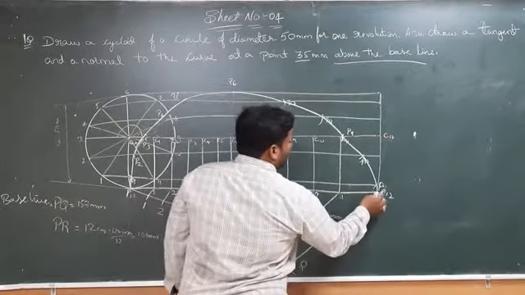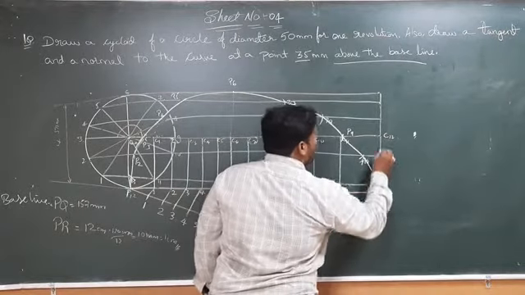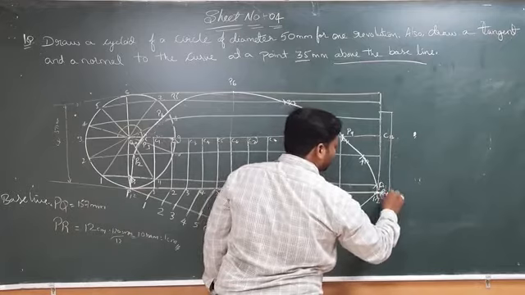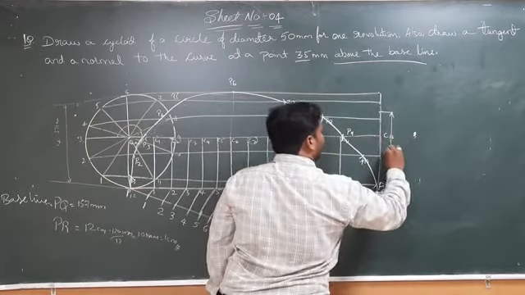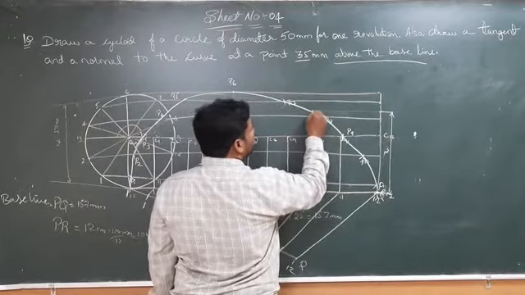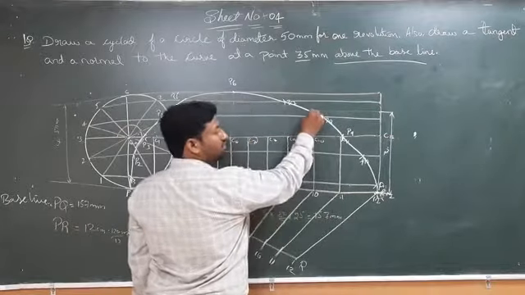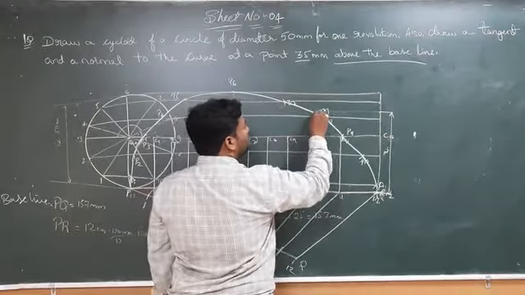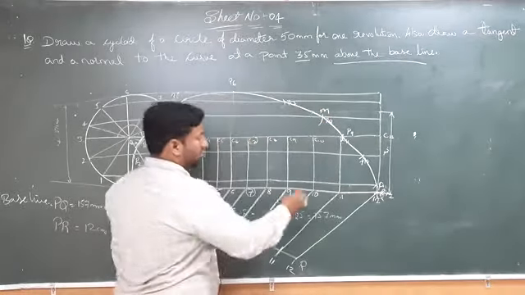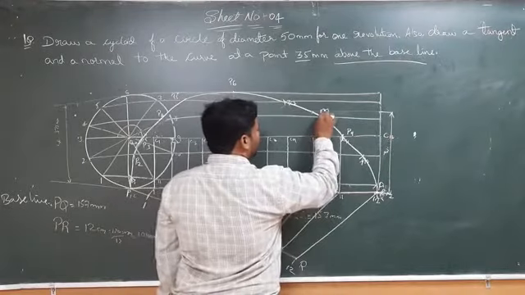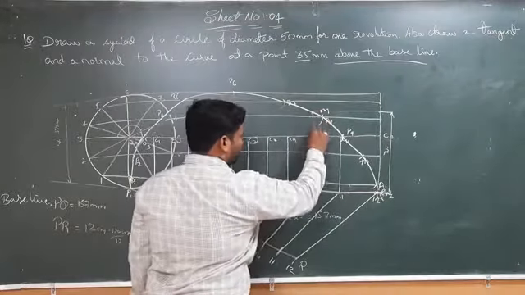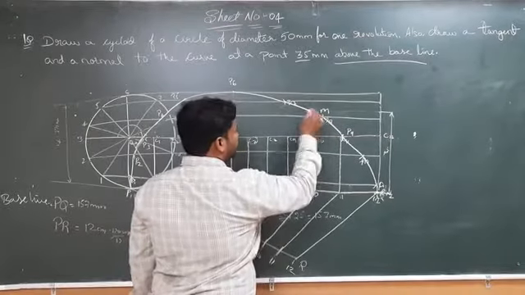So, what I will do from here, I will mark up here. Suppose this is our 35 mm from here to here. I will draw another simple thin line here. So here I got the point M, that is nothing but the point which is 35 mm above the baseline. If I measure from here to here, it will be 35 mm.